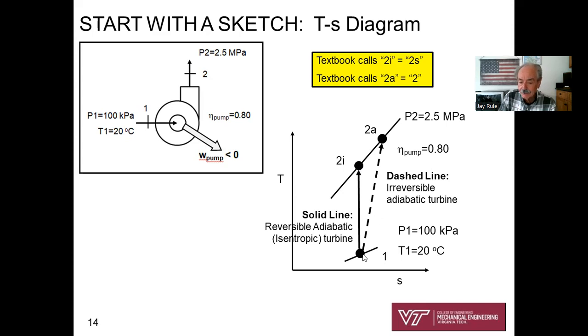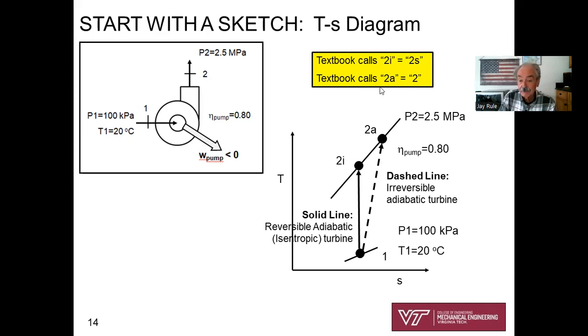And then I'm recognizing that state 2A has to be to the right of 2I because we've got no heat transfer. And so the entropy, since the pump process is irreversible, S2A is going to have to be greater than S2I. All right, so there is my TS diagram.